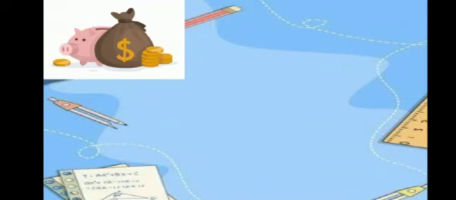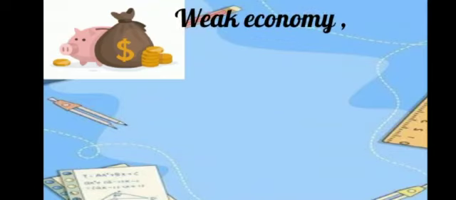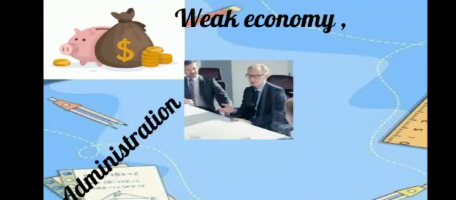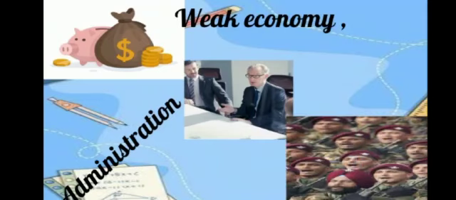At that time, the Mughal Empire had a very weak economy, administration and military. In administration, the Mughal Empire was very poor after the death of Aurangzeb. And at the same time, the military was engaged in constant war. That's why the military was also weak.